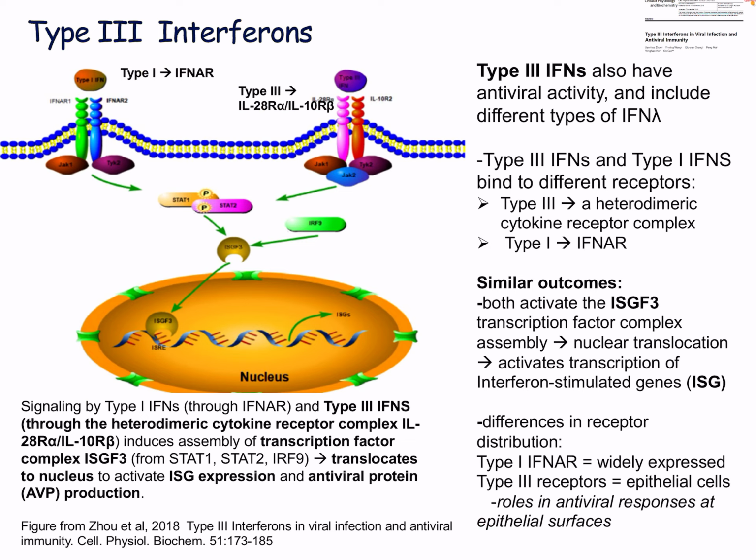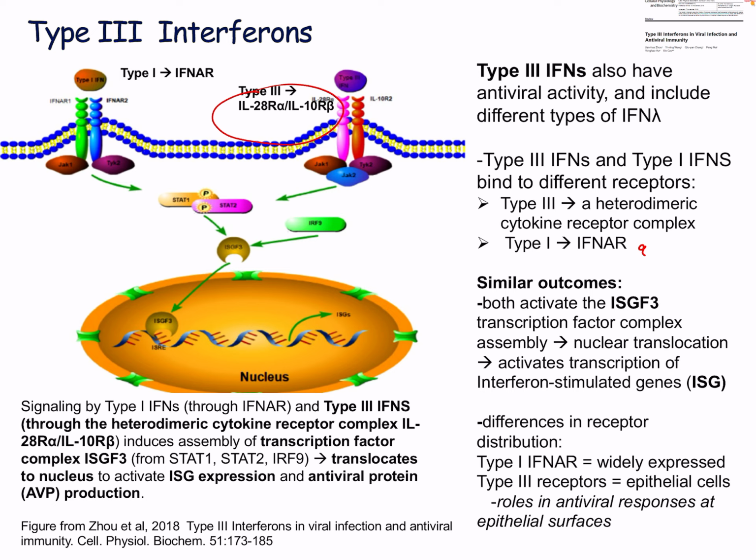So we have a few different categories for interferons, but first we'll talk about the type 3. The type 3 interferons also have antiviral activity and include different types of interferon lambda. Type 3 interferons and type 1 interferons bind to different receptors. Type 3 uses a heterodimeric cytokine receptor complex, as we can see here, IL-28 receptor alpha and IL-10 receptor beta. And type 1 uses interferon alpha receptor. So this big A is actually alpha.